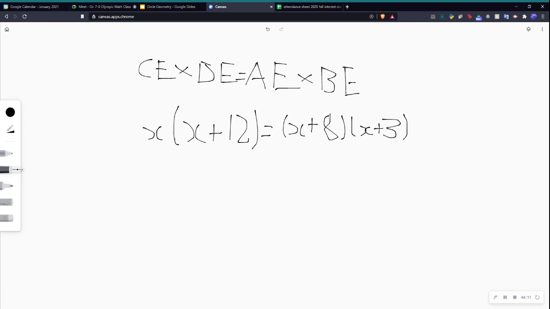Now if you want to solve for x, we should expand all of these products. Let's expand the left side. x times x is x squared, and x times 12 gives us 12x, so x squared plus 12x. We're also going to expand the right side. x times x gives you x squared, x times 3 gives you 3x, and then we multiply 8 by x plus 3. So 8 times x is 8x, and 8 times 3 gives you 24.